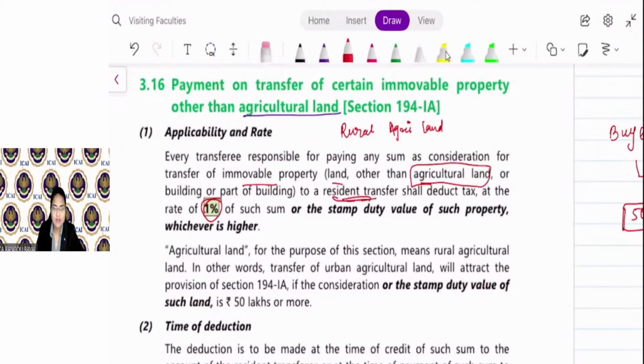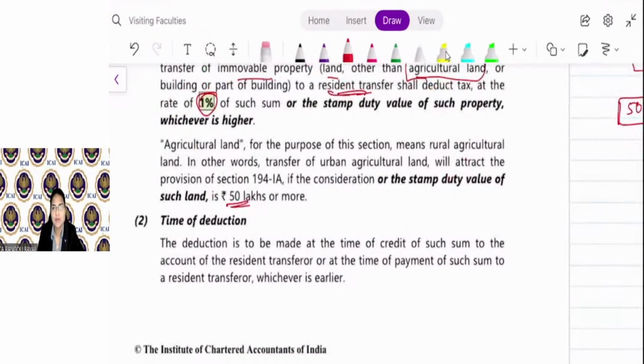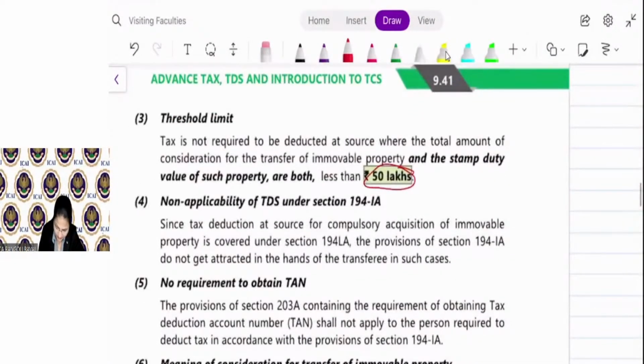Agricultural land means rural agricultural land. So in case of transfer of urban agricultural land, the provision of TDS is applicable. The threshold limit is 50 lakh. So you require to deduct TDS when the consideration is more than 50 lakh or the stamp duty value is more than 50 lakh. The time of deduction again here is the credit or payment, whichever is earlier. Threshold limit is 50 lakh.